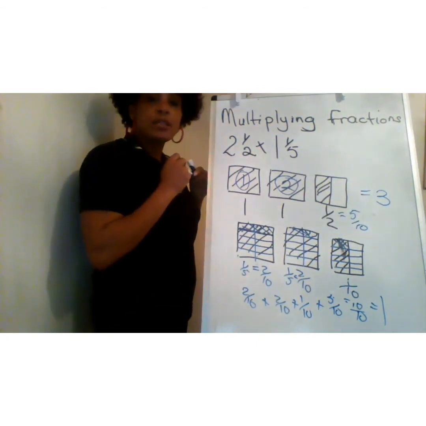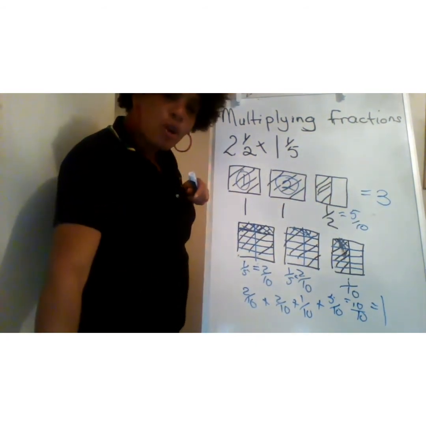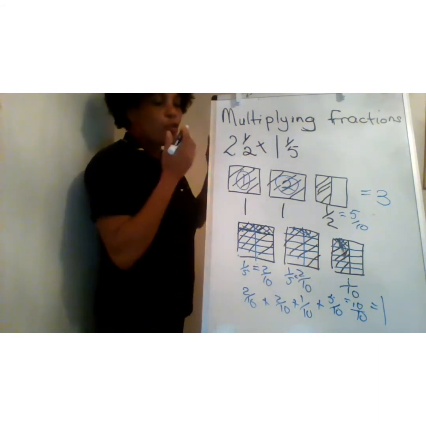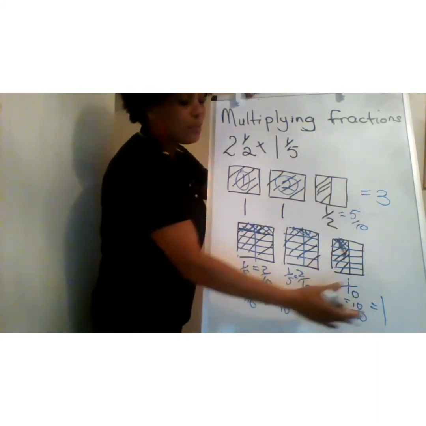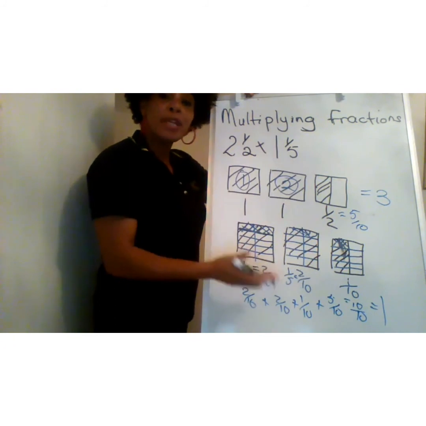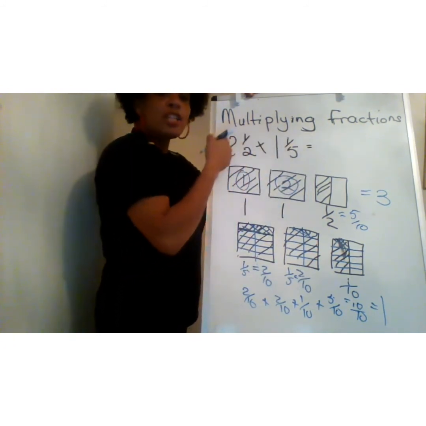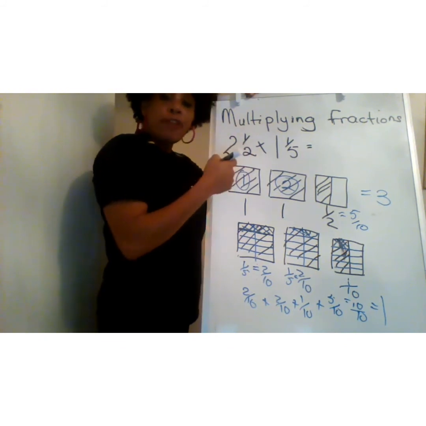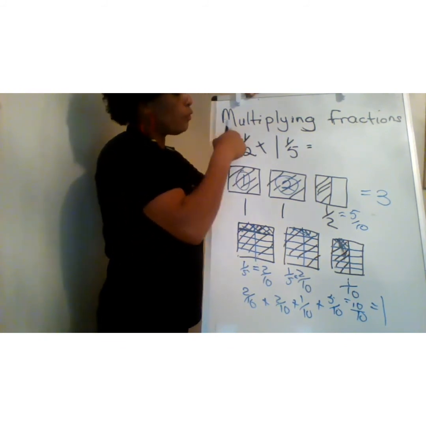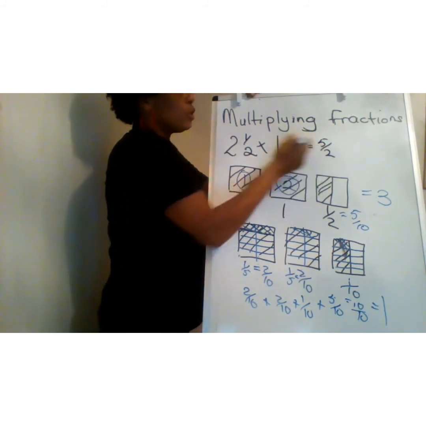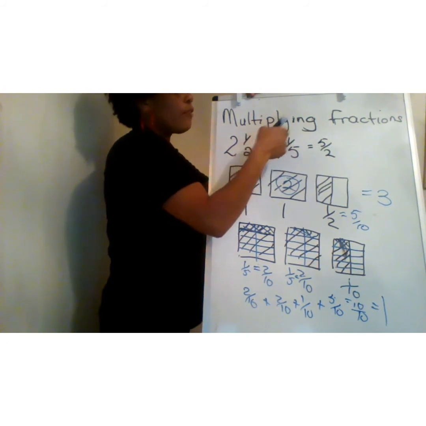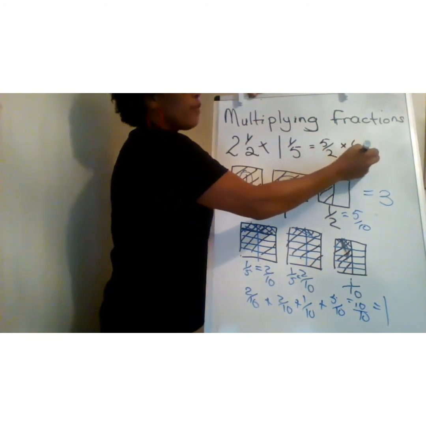My answer is 3. What if I'm going to do that without a picture? Now remember, in a classroom, you are not expected to do that. I was just showing you a picture of what's going on. All you need to do in this case is to change the mixed number to an improper fraction. 2 times 2 is 4, add 1 is 5 out of 2. 5 times 1 is 5, add 1 is 6 out of 5.